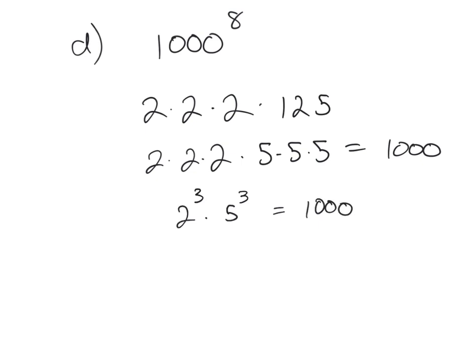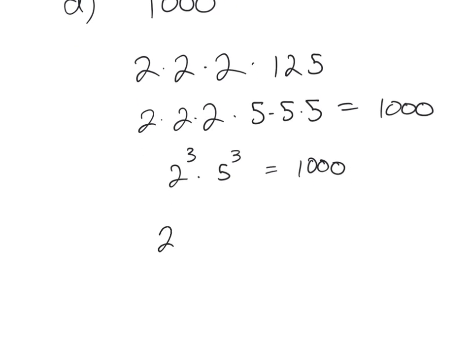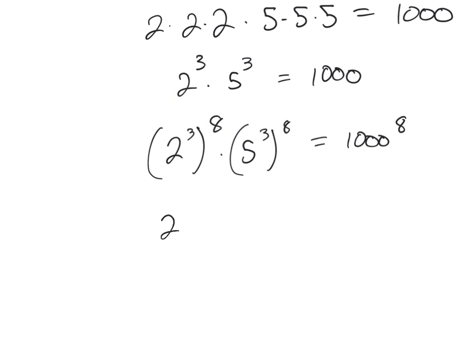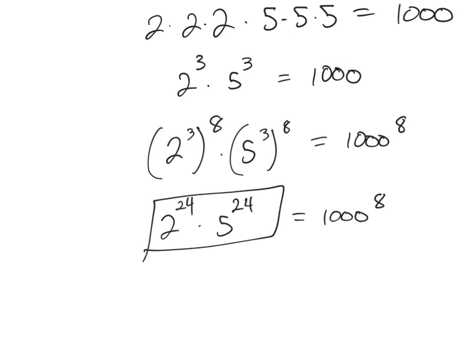But we want 1,000 to the 8th. So this is going to be 2 to the 3rd to the 8th times 5 to the 3rd to the 8th is equal to 1,000 to the 8th. Remember to multiply the exponents, so 2 to the 24th times 5 to the 24th is the same thing as 1,000 to the 8th. This is the prime factorization. And that's it.